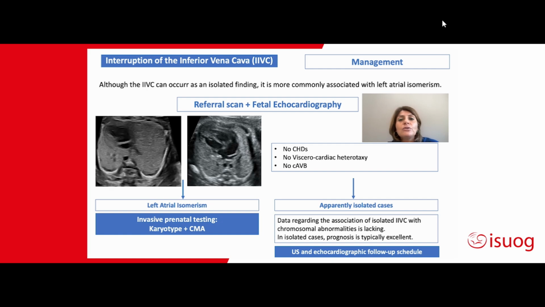When a left atrial isomerism is suspected or diagnosed, fetal karyotype is not required because chromosomal anomalies are almost always absent. However, the pros and cons of carrying out an amniocentesis to perform a CMA and possibly an exome sequencing should be discussed, as isomerisms increase the risk of ciliopathies. In apparently isolated cases, there is no strong indication for the fetal karyotype.